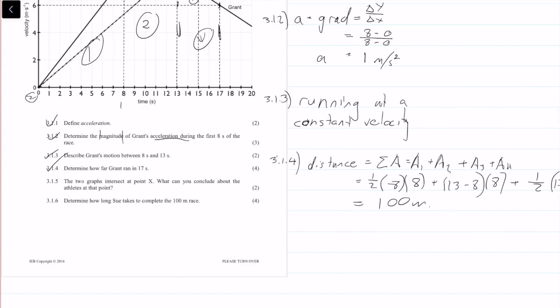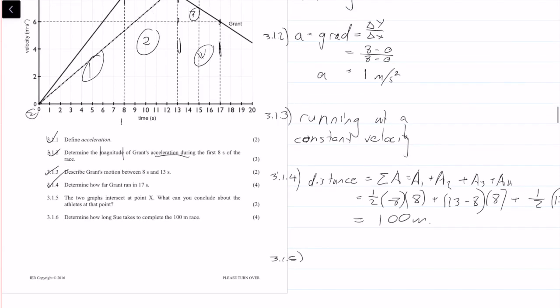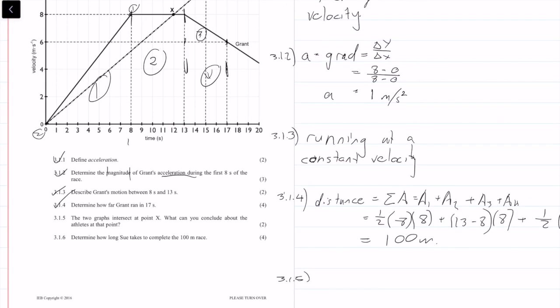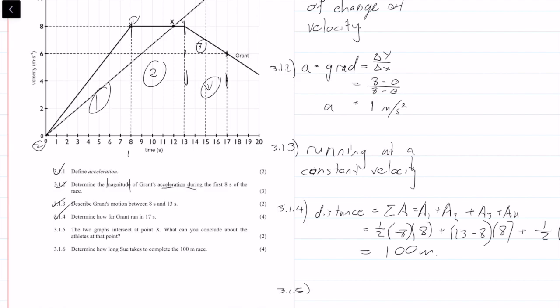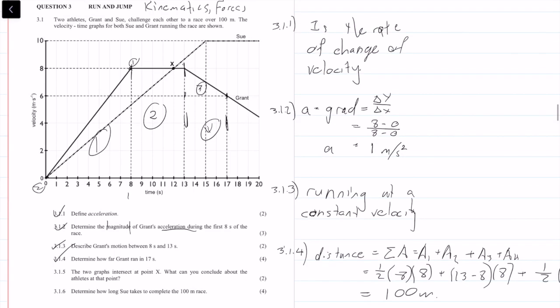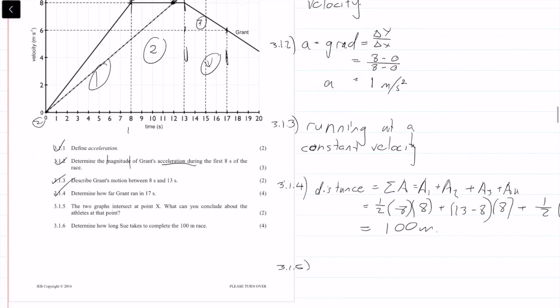Okay, so question 3.1.5. The two graphs intersect at point X. What can you conclude about the athletes at this point? So for Grant at point X, he's running at a velocity of 8 meters per second, and for Sue at point X, she's running at a velocity of 8 meters per second. So we can say that they both have the same velocity at this point. And we get 2 marks for that.